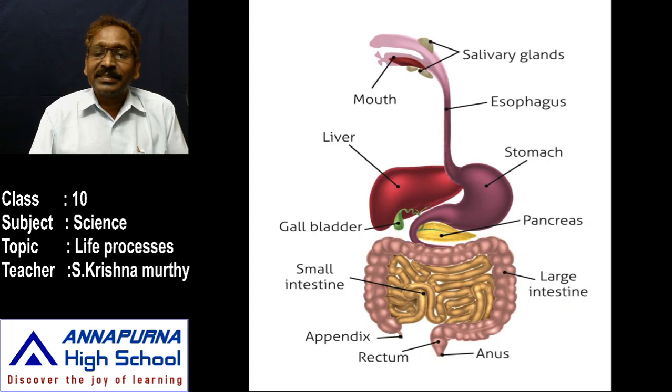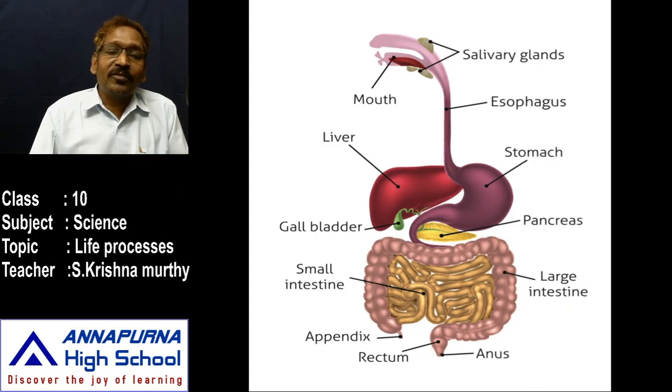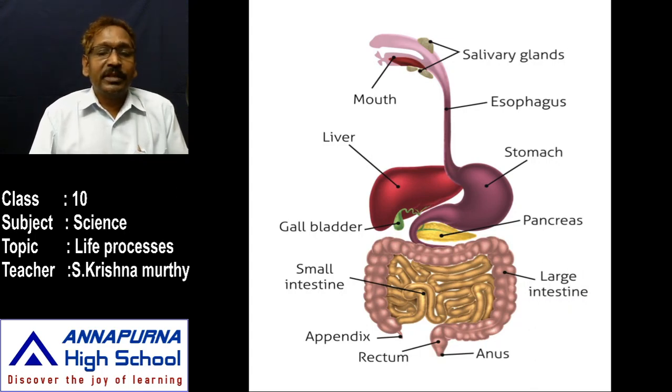The pancreas releases some amount of pancreatic juice, and the liver releases some amount of bile juice. The bile juice and pancreatic juice both enter the hepatopancreatic duct. The hepatopancreatic duct is a common duct which enters the duodenum.